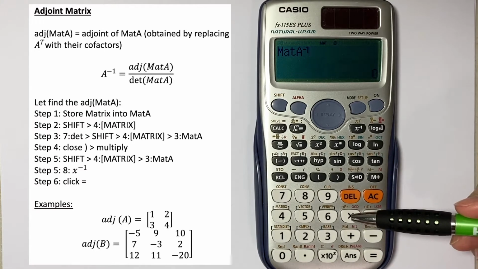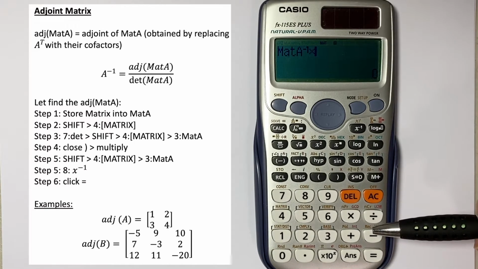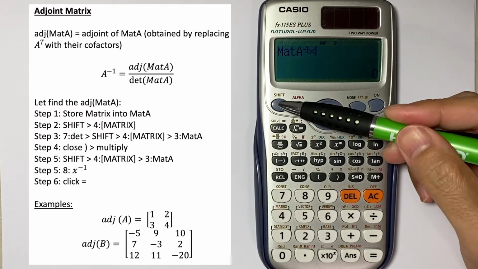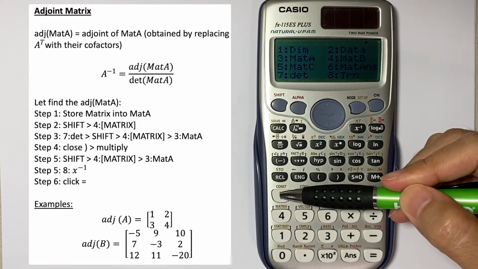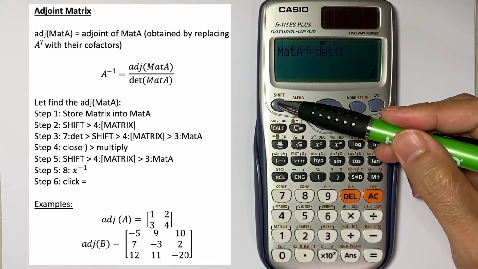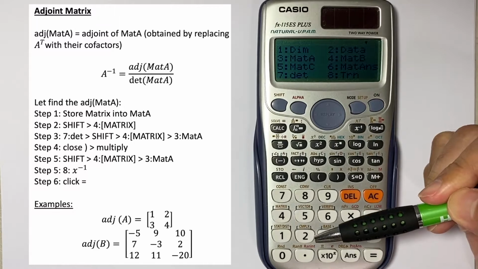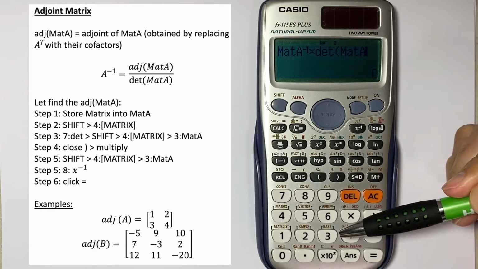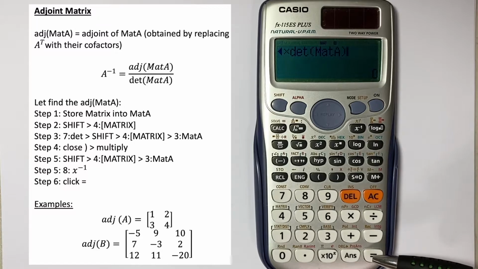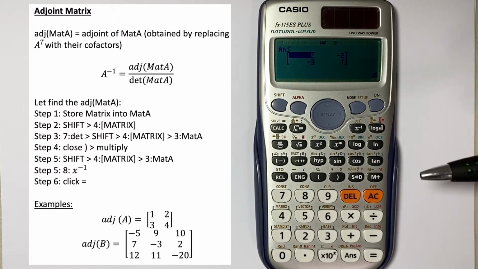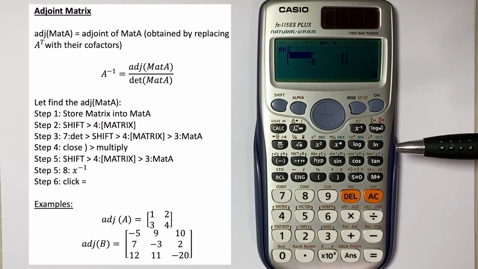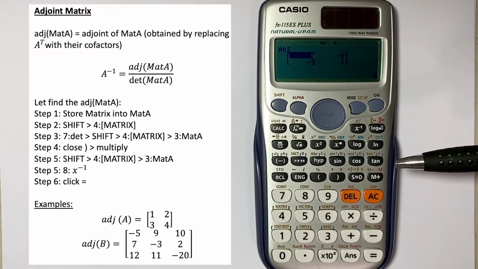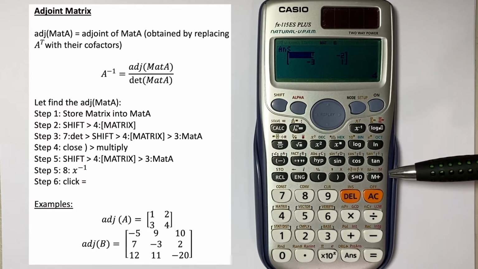and it's going to be multiplied by the determinant. So shift 4 for matrix, and then you're going to select number 7, which is the determinant, and then go back to shift and matrix, and then we're going to select 3, which is matrix A, and click equal. And here we go. This is the adjoint of matrix A, by multiplying the inverse of matrix A with the determinant of matrix A.